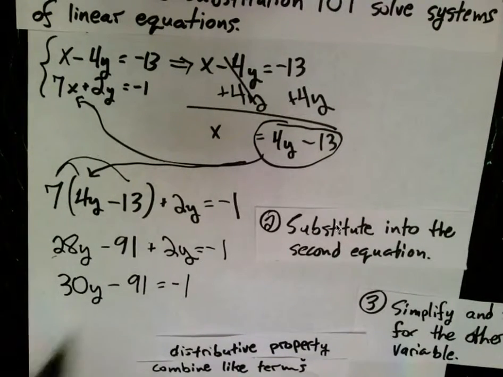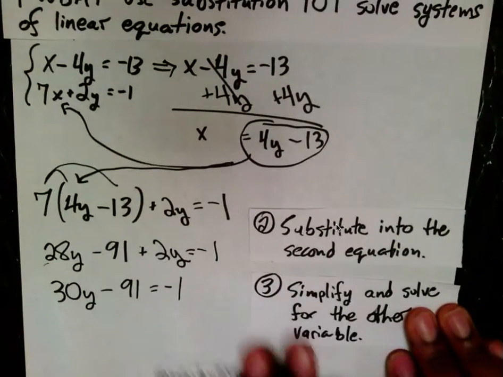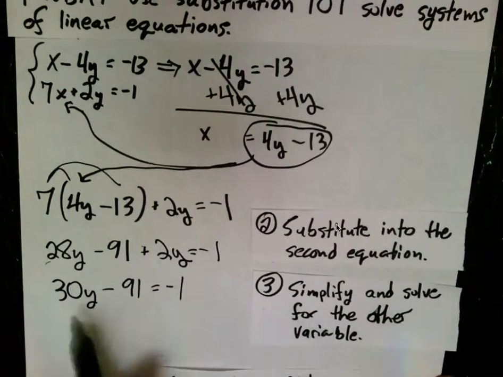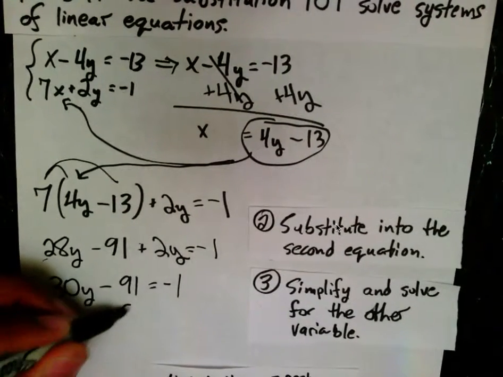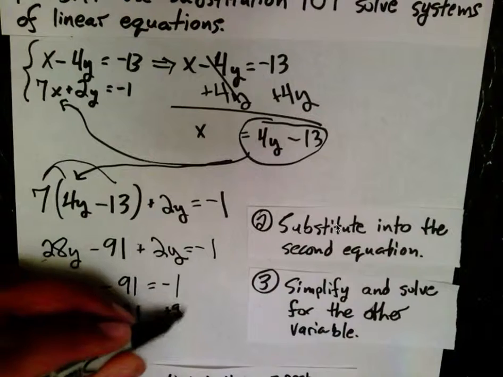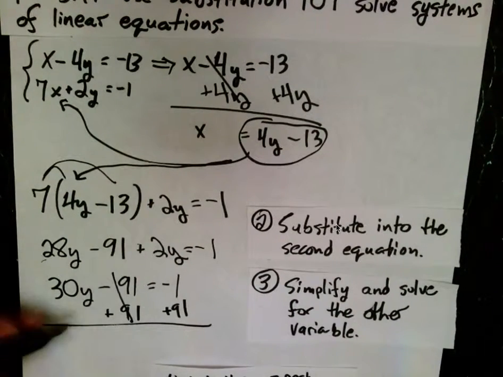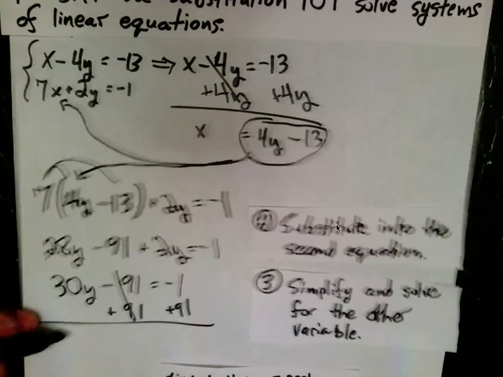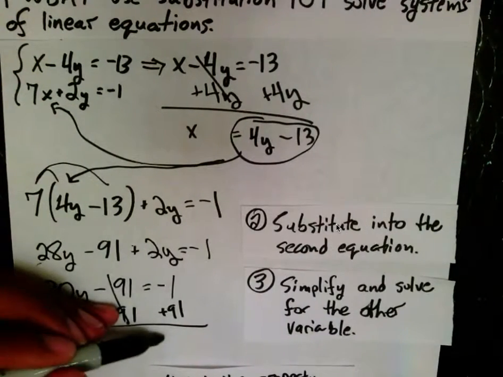And I want to get my y by itself, because what am I trying to do? I'm trying to simplify and solve for the other variable, which is y. I'm trying to solve for y. So let's add 91 to both sides. And my 91's cancel over here. So I have 30y equals negative 1 plus 91, which is equal to 90.